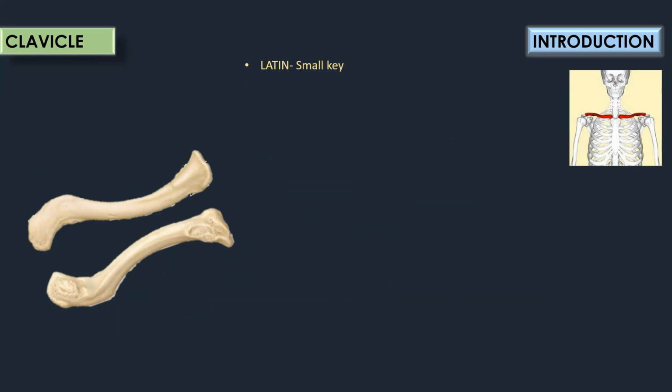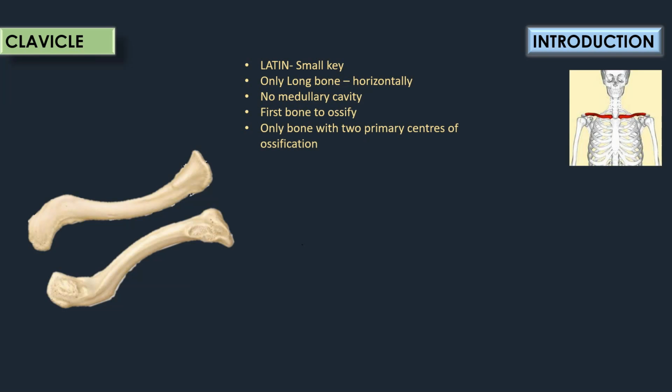So clavicle in Latin means a small key, and it is the only long bone that lies horizontally. It has no medullary cavity, and it is the first bone to ossify. The only bone with two primary centers of ossification, and the only bone which ossifies in membrane, that is in 5th to 6th week of intrauterine life. And it completes its ossification at 45th day.